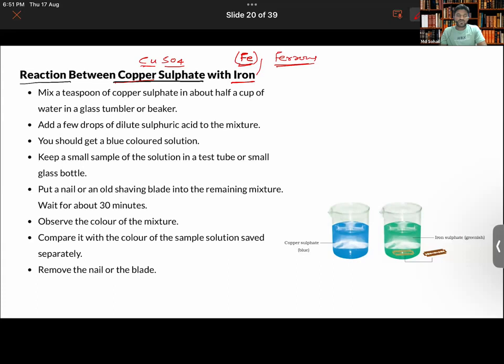So what we will do, we will take a teaspoon of copper sulfate in about half a cup of water in a glass tumbler, or let's say a beaker. So that we have taken here. Now we will add a few drops of dilute sulfuric acid to it.